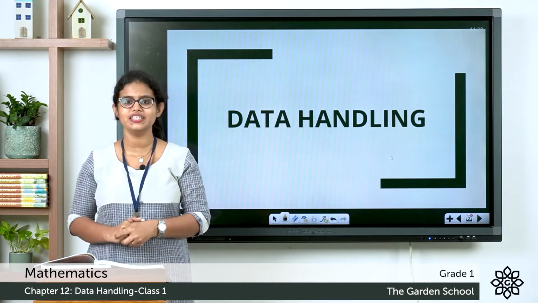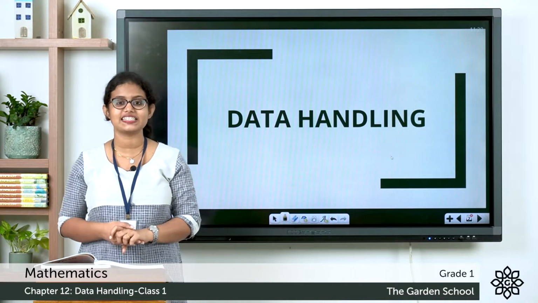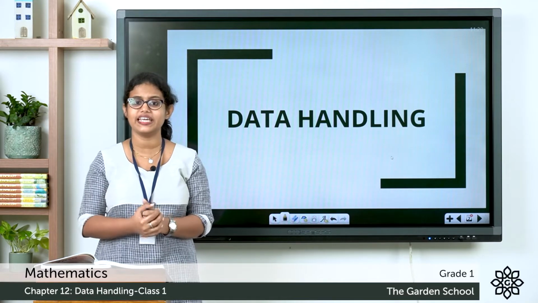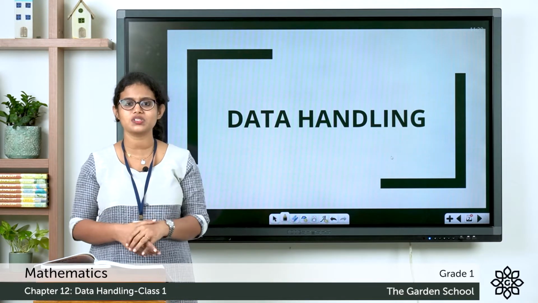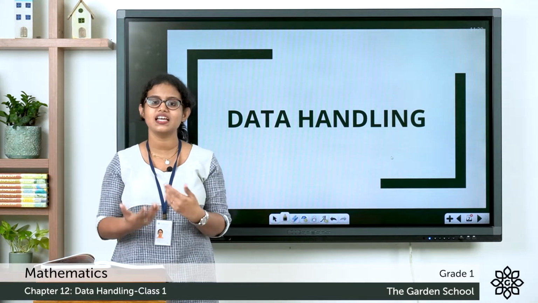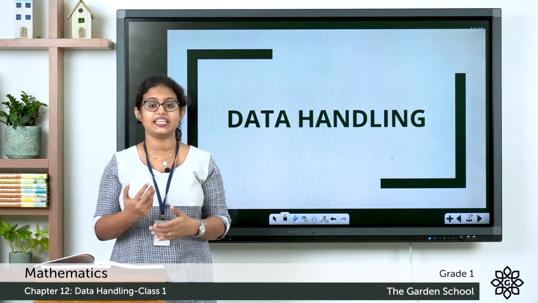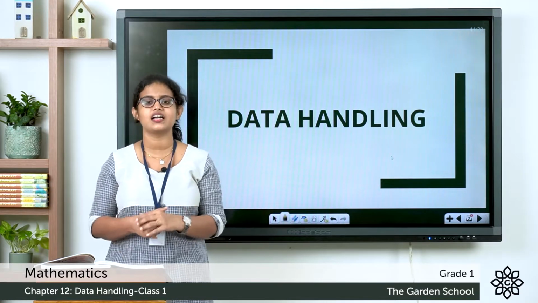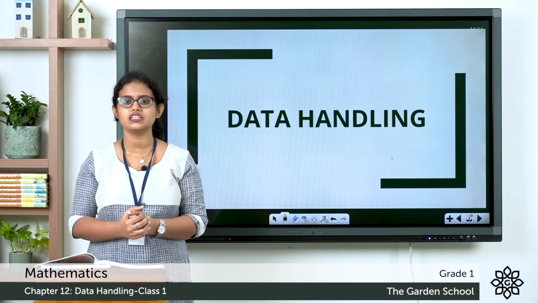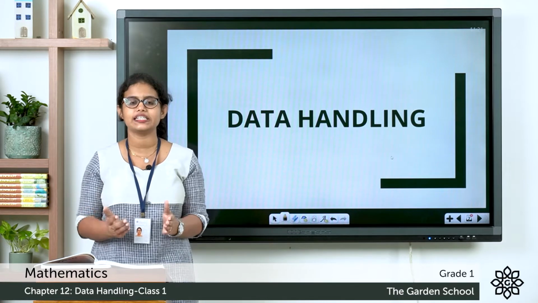Today we are moving to the 12th chapter and the name of the chapter is Data Handling. So first of all, let me ask you, what is the meaning of data? Have you heard about the term data? Data means information. Then what is data handling? Data handling means recording and gathering information and presenting them in a meaningful manner. That we call data handling.